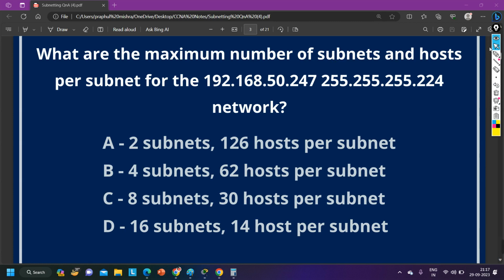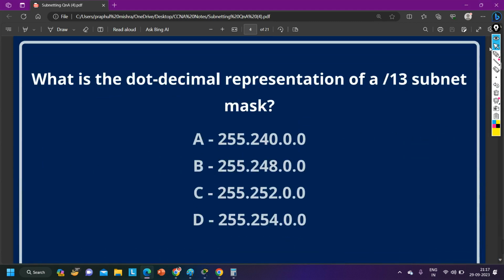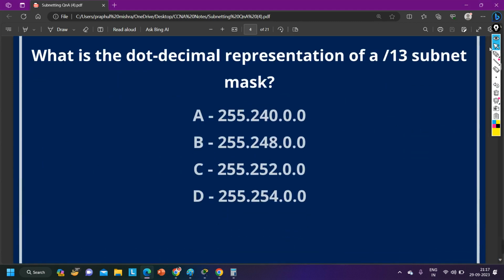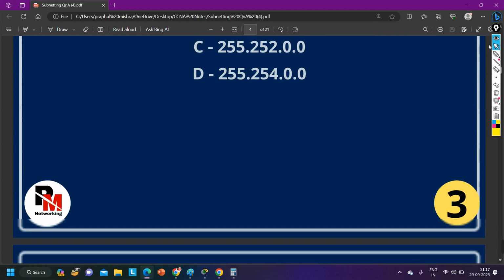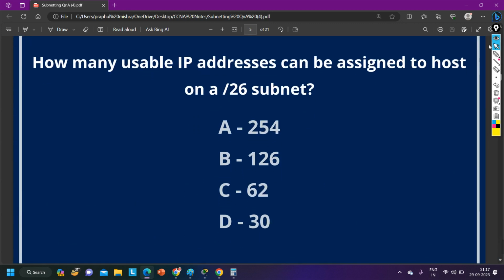Is it clear? Next question is, what is the dotted decimal representation of slash 13? Slash 13 means 8, 9, 10, 11, 12, 13, so we have borrowed 5 bits. If we have borrowed 5 bits, then what will be the subnet mask? 248. Very good. If you are practicing subnetting, then this is a very easy question.